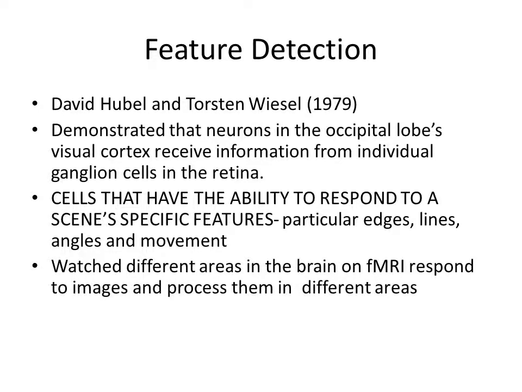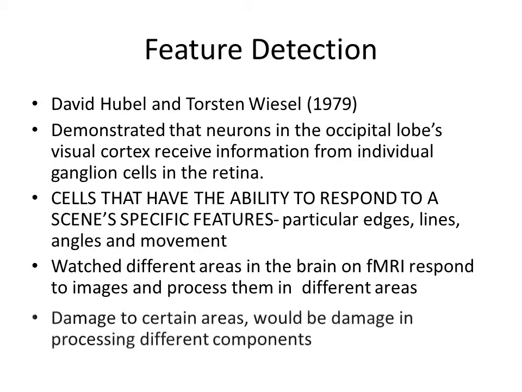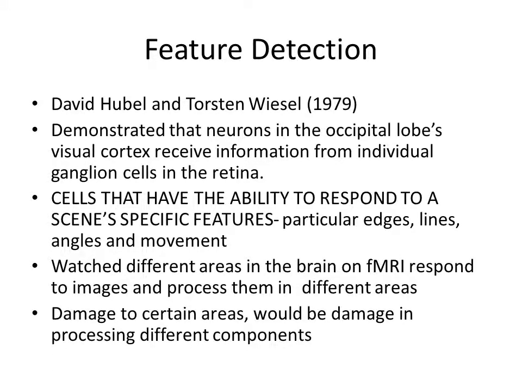Okay, on an fMRI you can watch different areas of the brain respond to images and then process them in different areas. So if I showed you a picture of a clock that maybe was moving, some of the cells might be looking at the lines, some at the angle, and some might be watching the movement of the clock. The different parts are responsible, the feature detection cells. Damage to certain areas would be damage to processing different components.